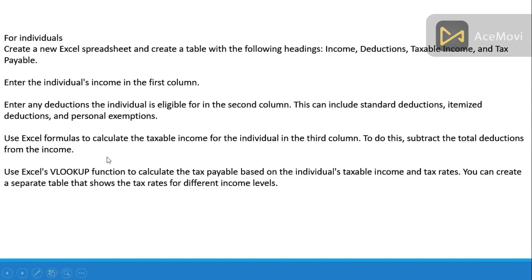So we can use Excel formulas to calculate taxable income. For this case, we will use the IF function. We'll use the IF function under this example, but you can also use the VLOOKUP function to calculate the tax payables. So we'll go straight to the Excel spreadsheet.